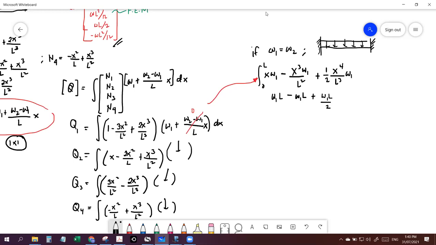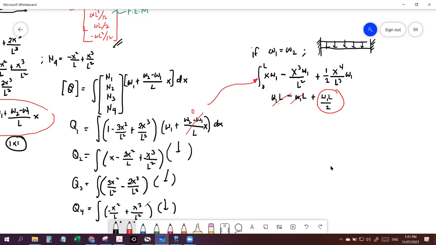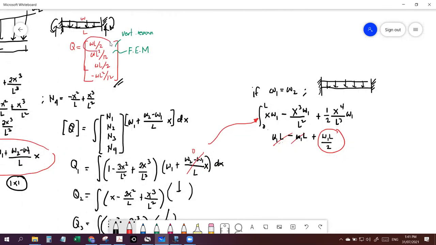Okay, integrating from 0 to L, of course all x will be L. So W1 times L minus W1, replace this x cubed by L cubed, so that will be L. Minus W1 L plus W1 L to the fourth over L cubed, which is simply L. So W1 L over 2. Then this cancels out. What remains is this, which is equal to this one, the vertical reaction. How about the fixed end moment?